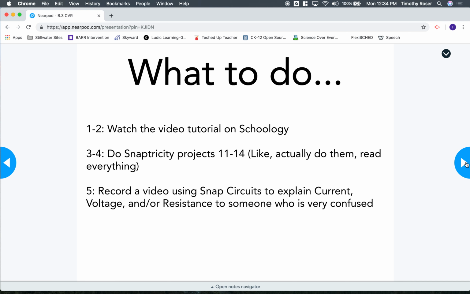If you are a 5, I would like you to record a video using Snap Circuits to explain current, voltage, and/or resistance to someone who is very confused. When you have that video done, you can go ahead and upload that to YouTube and send me a link, and I will post that on Schoology for everybody to see.